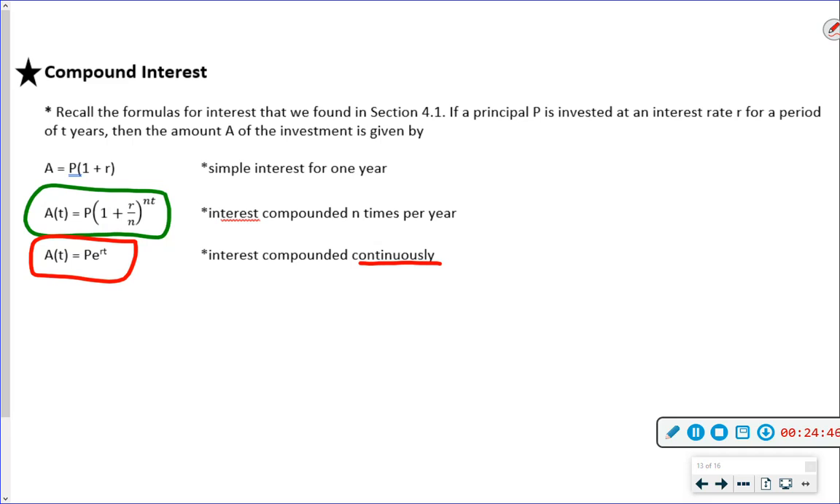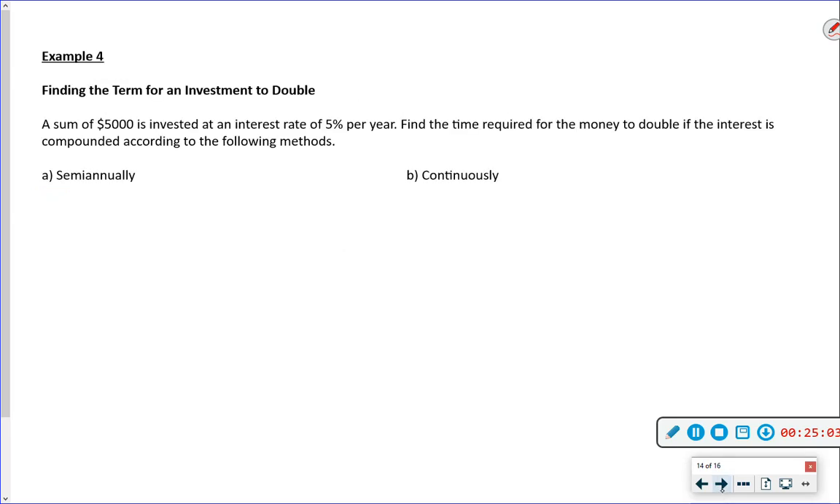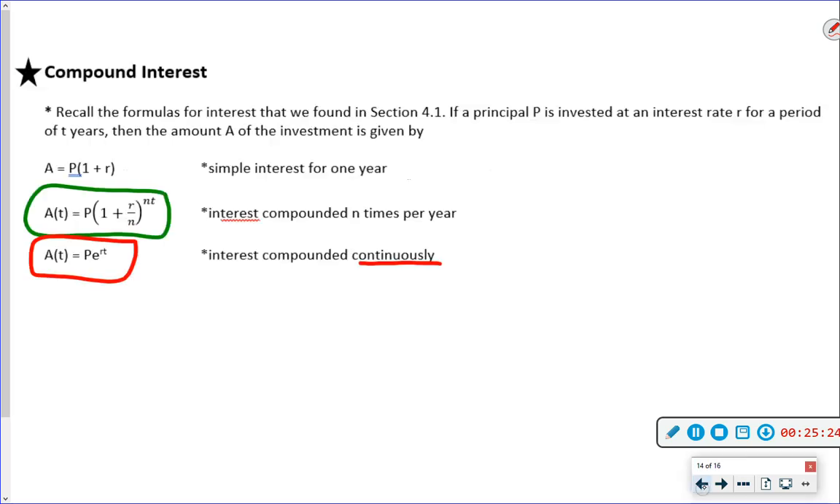Okay, other thing, the difference is we use the middle one if we compound it a certain amount of times a year, like quarterly, monthly, daily, whatever. Continuous, you're using the bottom one with the E in it. Just point that out to you. So here we go. A sum of 5,000 is invested at an interest rate of 5%. Find the time required for the money to, oh, that's fun, double, if compounded according to the following. Okay. Well, semi-annually. How many times is semi-annually? Twice. So that means we are using this middle green formula because it happens 2 times per year.